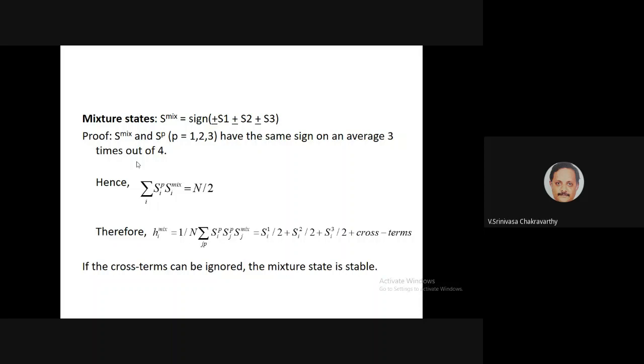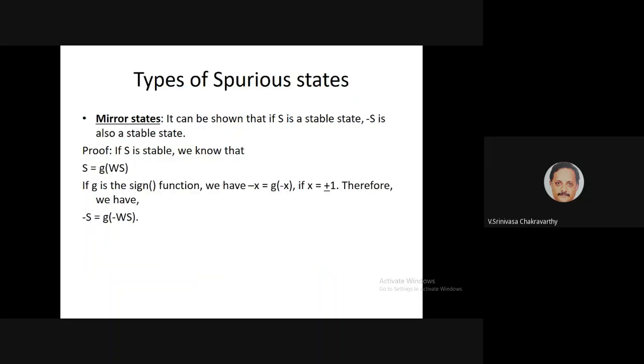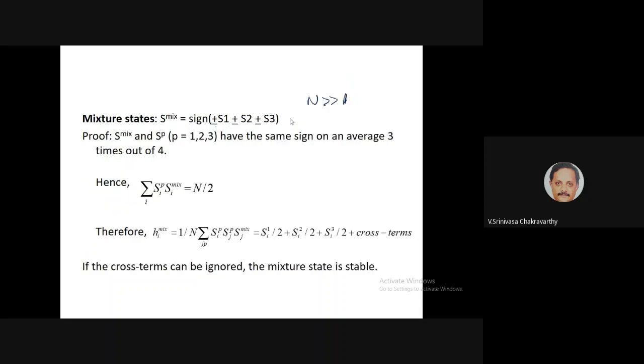Similarly, if I store three patterns S1, S2, S3, we can construct a new pattern which is a mixture of all these three patterns. Let's call it S mix, defined as the signum of plus or minus S1, plus or minus S2, plus or minus S3. So take three patterns and sum them up like this; you'll actually get eight combinations, and any of them is a mixture pattern. This result is valid only when n is much larger than 1, when N is a large number tending to infinity. This second result is statistically true. The first result is always true; mirror states are always true. But mixture states happen only when you're talking about large networks.